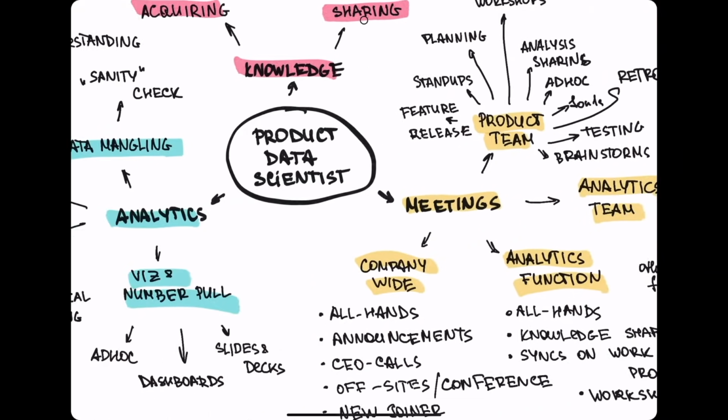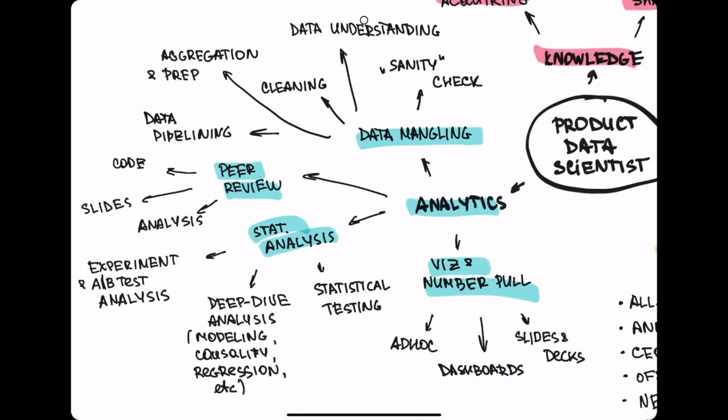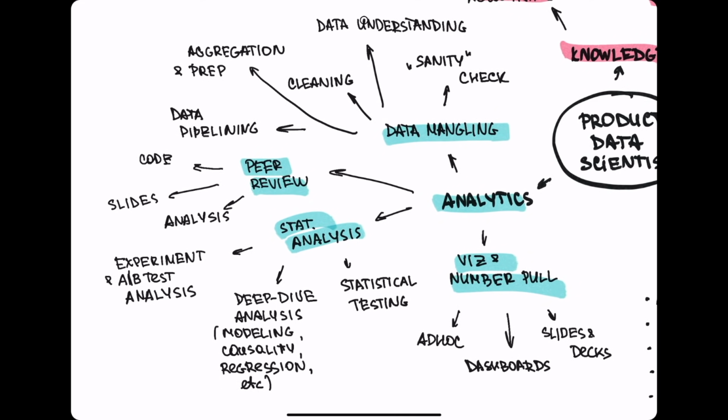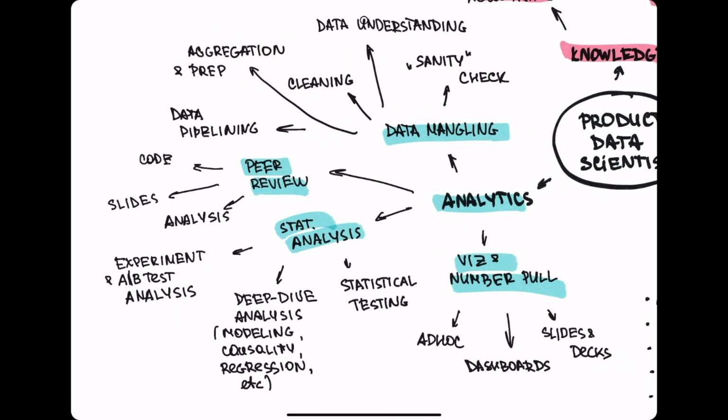And now there is the analytics part, which everyone considers is what data scientists do, but it's not only what data scientists do. So analytics for product data scientists, I'm not including machine learning engineers here, may be split into 3 different areas. First is data mangling, so that's where you look at data that you have in a company that's relevant to you. Then there is statistical analysis and visualization, and number pool. I don't know how to call that more properly, but let that just be it.